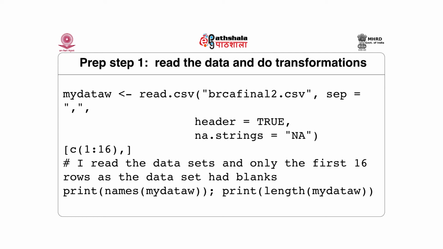We have kept the header to be true, which means that the column headers will be retained, and if there are strings, or if there are value points that are not available, then they are kept as NA, or missing values. And we have selected the first 16 observations. Okay. So it's very simple. You can practice printing the names of the data set and then print the length of the data set to just check that things have really worked out.